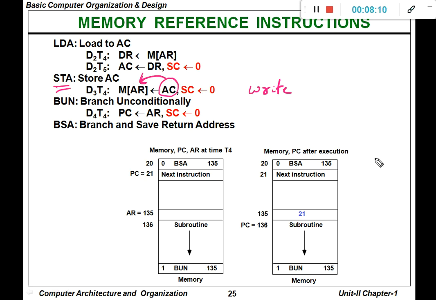The next instruction is BUN. BUN means branch unconditionally. So the decoder code is D4 for branch unconditionally, and the clock pulse is T4. So branch unconditionally means very simple. We are going to move the address register to the program counter.